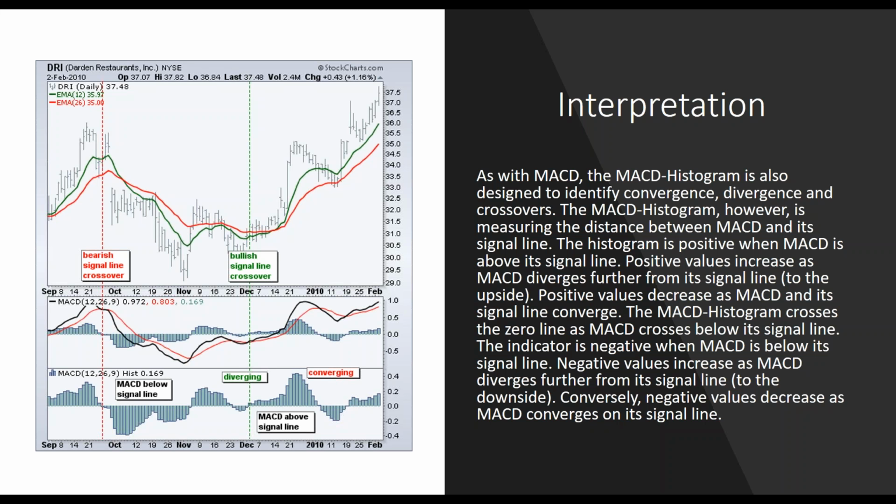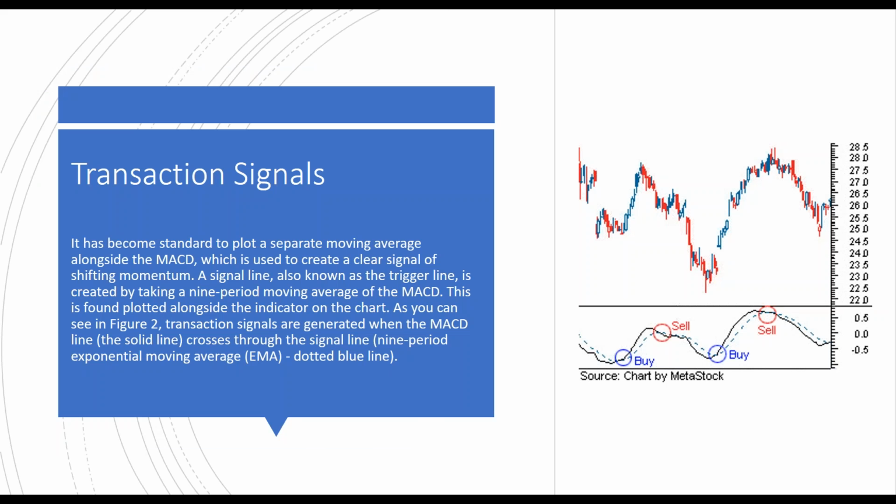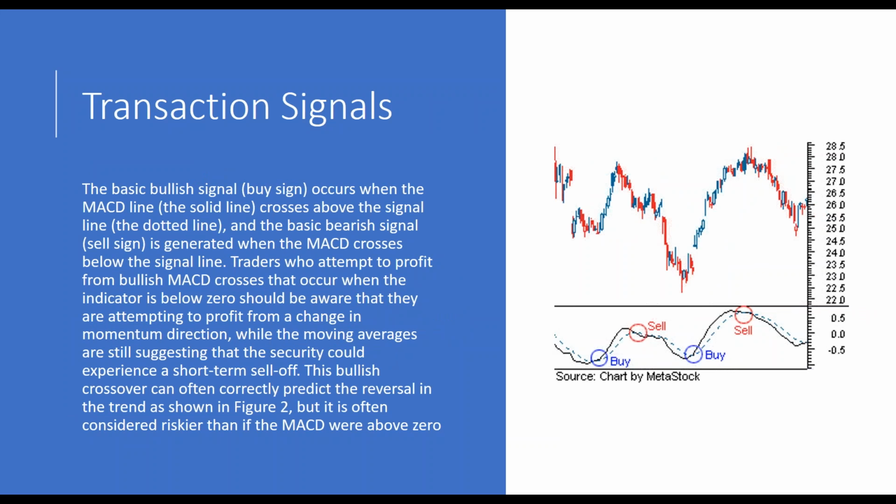The histogram is positive when MACD is above its signal line. Positive values increase as the MACD diverges farther from the signal line. Positive values decrease as the MACD grows closer to the signal line. It has become standard to plot a separate moving average alongside a MACD, which is used to create a clear signal of shifting momentum. You should never use any signal by itself. You should have a secondary indicator that will verify that there isn't something else going on in the markets.